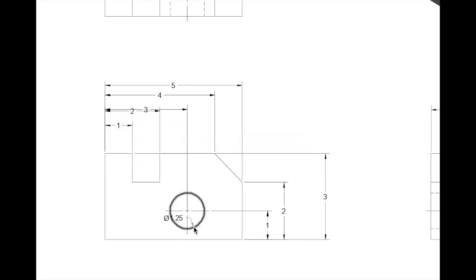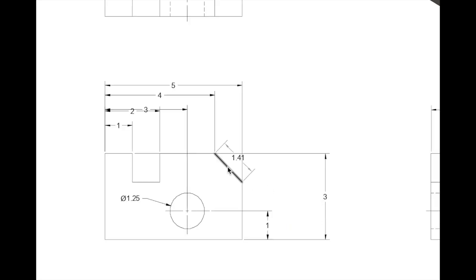Then I need a size of this diameter, 1.25. And since I have 2 ordinate dimensions of the angle, I don't need a size of it. But let's say I didn't have that. I could give the size of this angle by selecting the line and then also referencing another line to give the angle.